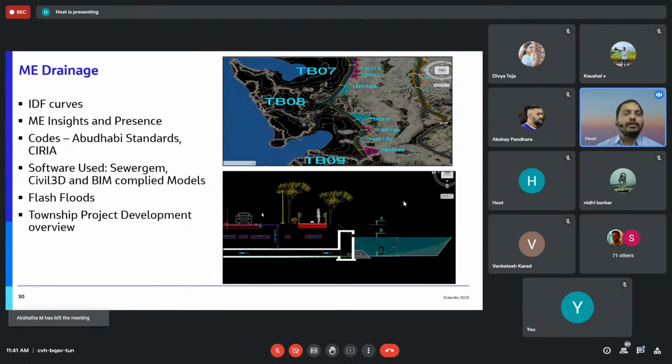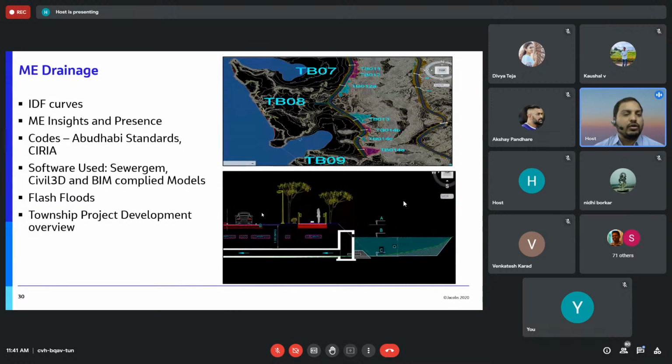Now the software we use in the Middle East region for stormwater design is Sewergems, or sometimes we use Civil Storm also. It is very specific to the client, in which format they want the outputs. In the Middle East region also, they are going with a BIM compliant model. For the BIM compliant models, we are using Civil 3D as the software.